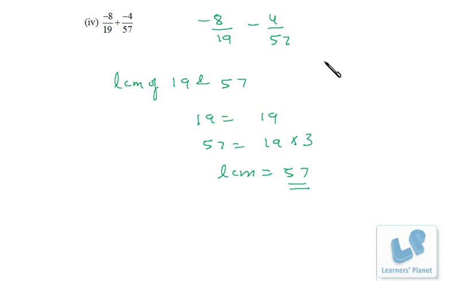Okay, now take these two. LCM is 57. 19 for how many times will be getting 57? That is 3. So this 3 into this 8 is 24, and put a negative sign. Then 57 into 1 will be 57. So that 1 into this 4 will be 4 only, and do not forget this negative sign. So 24 plus 4 is 28 with a negative sign by 57. Right? So the answer of this is minus 28 by 57. I'm sure you are getting it now.